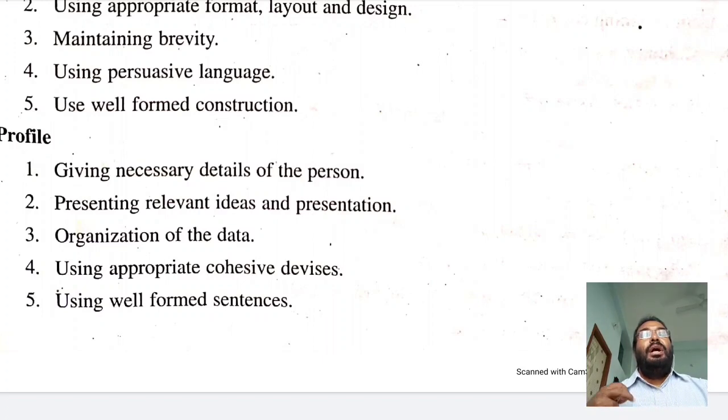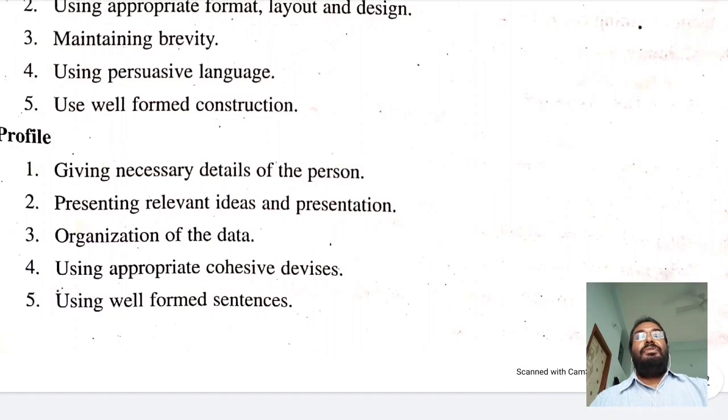Now, that is a profile. Presenting relevant ideas and presentation. So what is required only we need to write in a profile. Then the data should be organized well. Appropriate cohesive devices should be used. Well-formed sentences. Already we have seen all the discourses. Let it be major or minor. Well-formed sentence is must. Construction or structure of the sentence we have to take care of.